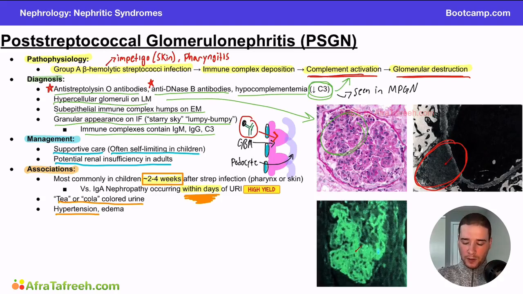And finally, the management for this is typically just supportive care. However, it is important to be mindful that some children can involve serious renal problems, and if this occurs in an adult, it's more likely that they might have serious renal complications.